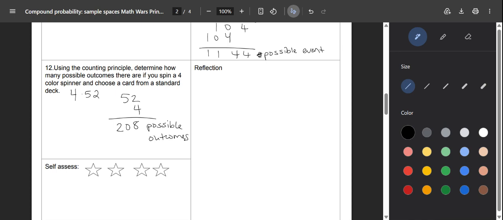So that is our 3 main methods that we can use. You can also use an organized list, but honestly, making a table seems to be a little bit quicker. So that's all the ways that we have of finding our sample spaces for compound probability.